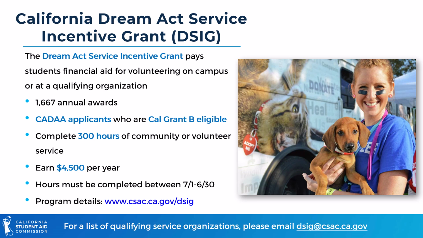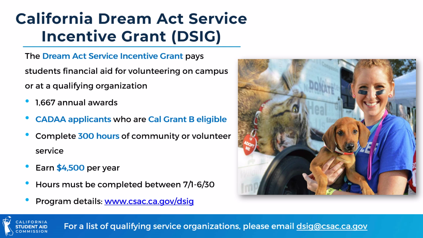CSAC also has a great volunteer and community service program that works in tandem with the Cal Grant. It is called the California DREAM Act Service Incentive Grant, or DSIG for short. The grant encourages California DREAM Act applicant students with the Cal Grant B Award to perform community or volunteer service hours. Students volunteering at a qualifying service organization can earn up to $4,500 per year when they complete 300 hours of community or volunteer service and attend a community college, UC, CSU, or private nonprofit institution.